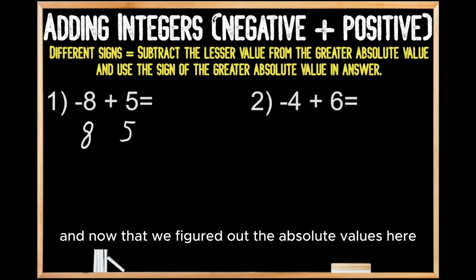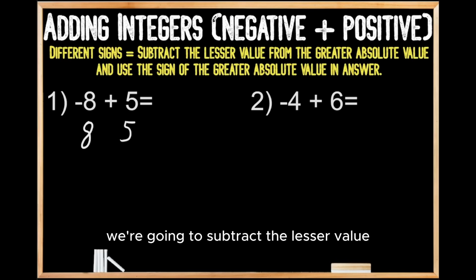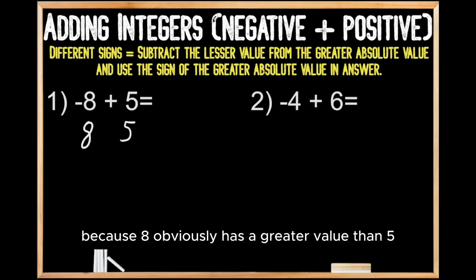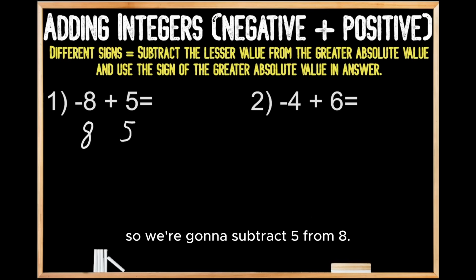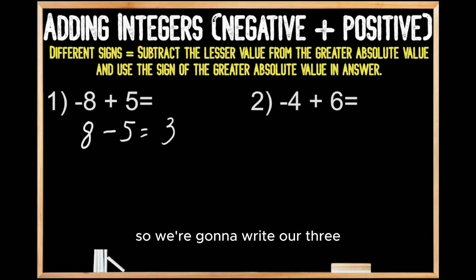Now that we figured out the absolute values, we're going to subtract the lesser value from the greater absolute value. Luckily for us, this problem's already set up properly because 8 obviously has a greater value than 5. So we're going to subtract 5 from 8. That's going to give us 3, so we're going to write our 3, but then we still have one step left because we need to indicate whether this 3 is a positive or a negative.